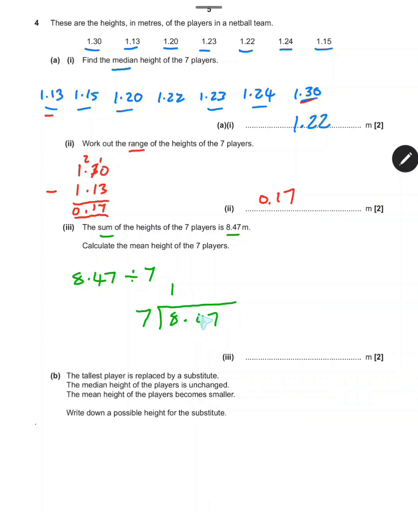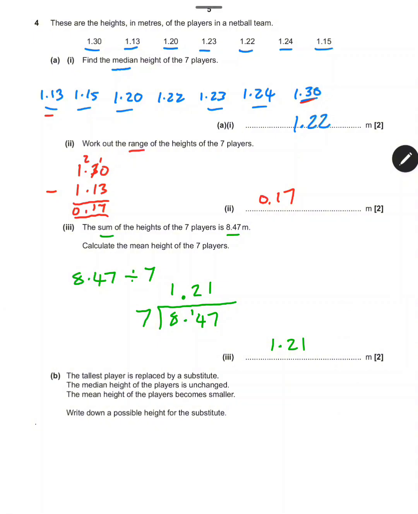7s into 8 is 1, remainder 1. We have got a decimal, so we've got a decimal there. 7s into 14 is 2. 7s into 7 is 1. The mean height is 1.21 meters.